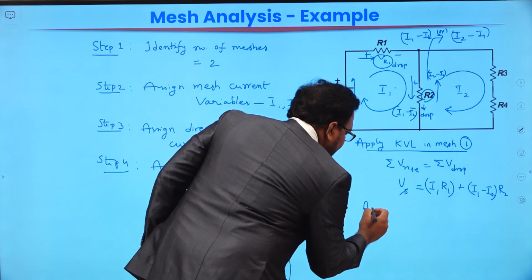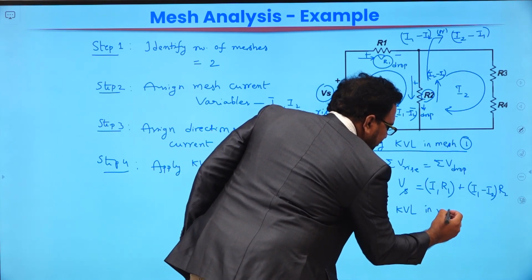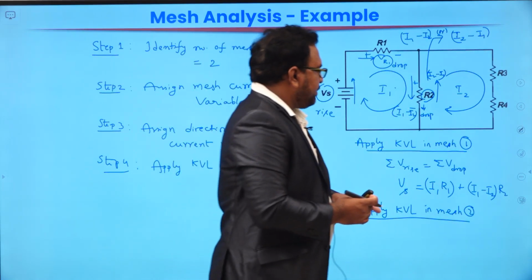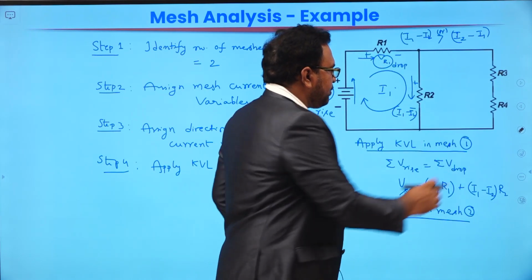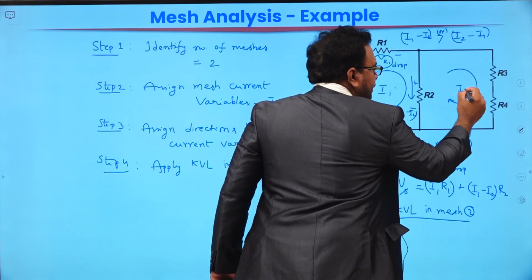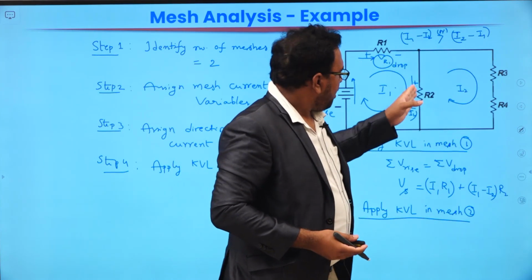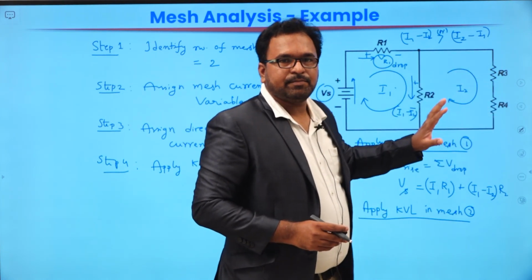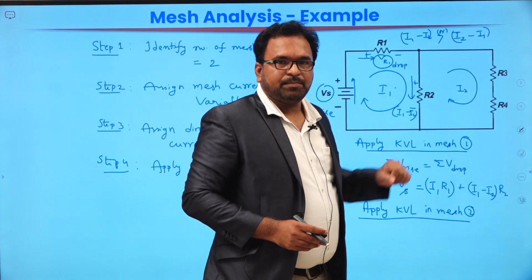Now if you apply KVL in mesh 2, how many elements are there here? In mesh 2, I have assigned the current direction clockwise. Now what are the elements present in mesh 2? R2, R3 and R4. All three are passive elements, which means there is only voltage drop across these elements. There is no voltage source or current source. That's why all three elements will have a voltage drop.